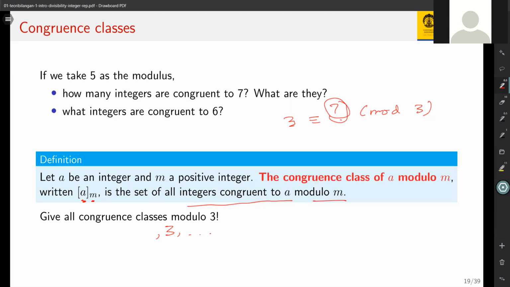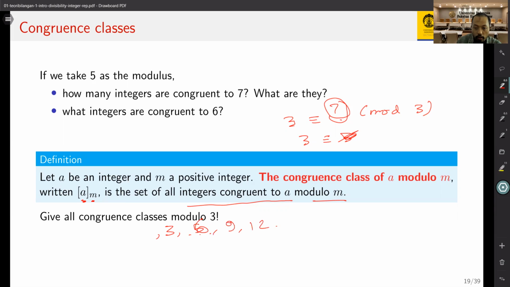5, let's say. Are you talking about 5 here? Is 5 congruent to 3 modulo 3? Is it any multiple of 3? Correct, so it's a multiple of 3. So it's not 5, but 6, 9, 12, and so on. Of course, 0 and minus 3 and minus 6 and so on. So this is one class. Let's call it the congruence class of 0.